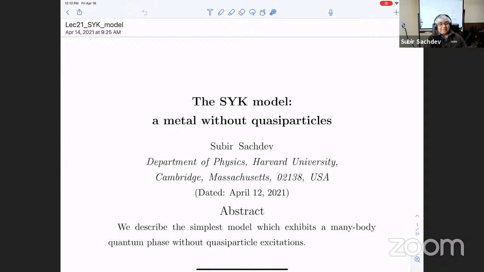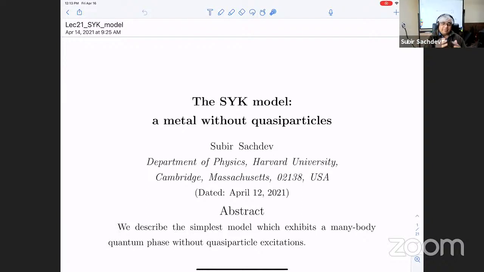Model number two is something we'll study, but let's see, we have five lectures, so maybe halfway: 2.5 for SYK and 2.5 for the other model. And the other model appears most famously in the nu equals 1/2 fractional quantum Hall state, but it also appears in various models of spin liquids. And it's basically a Fermi surface coupled to some gapless boson, some boson which has a long-range critical spectrum.